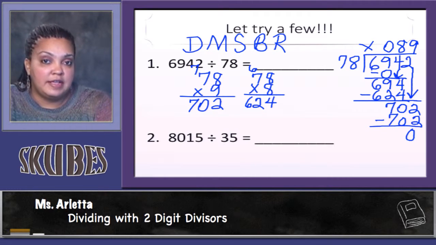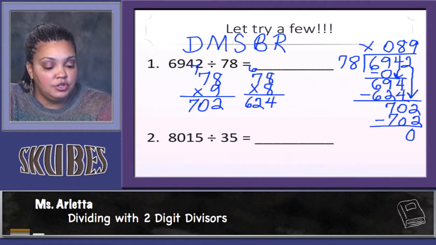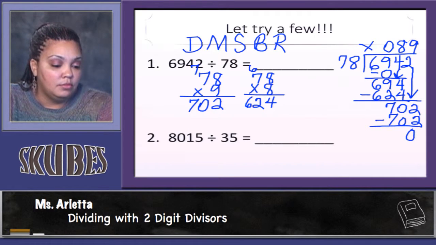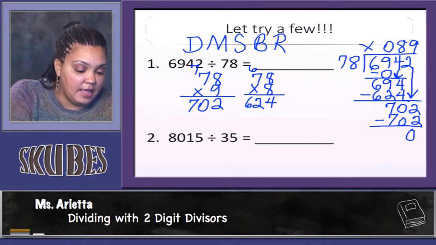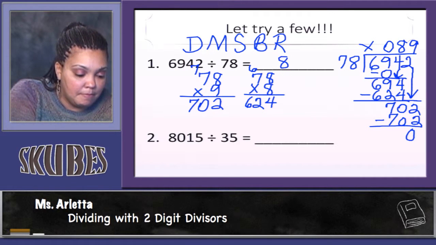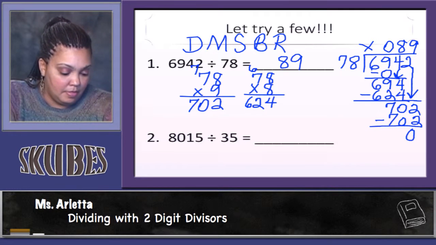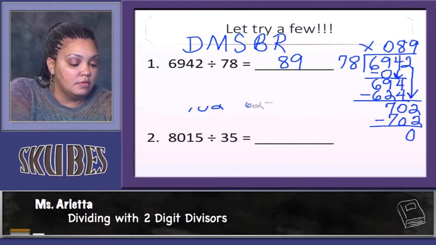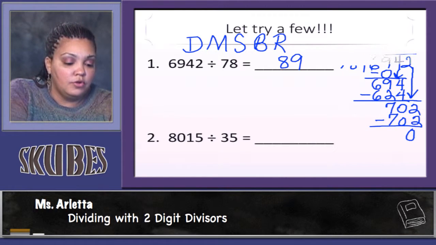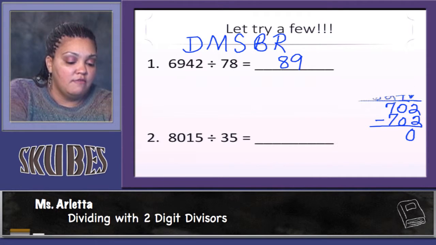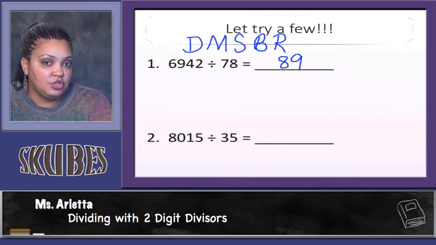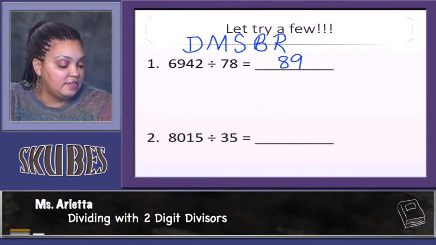The next letter after your S is a B. And from looking at your dividend, there's nothing else to bring down. You have a 0 at the bottom, so we are done with that problem, which means our quotient is 89. I am going to erase all of that so that we can start on our next problem. We have our answer of 89, which is another word for what in division? Quotient. So our quotient is 89.